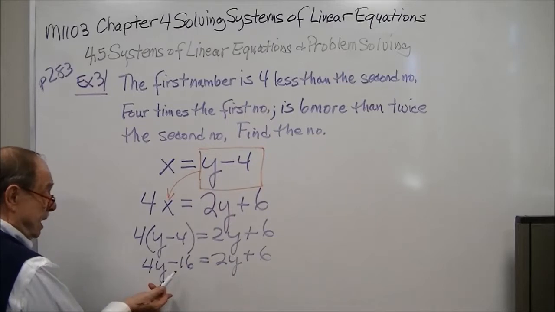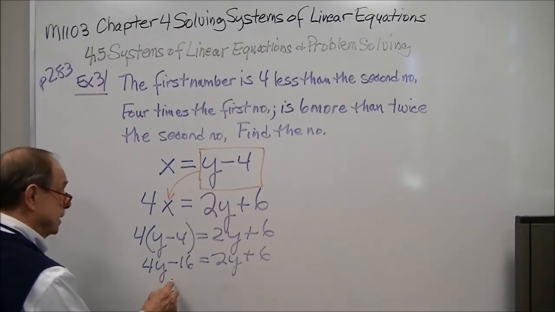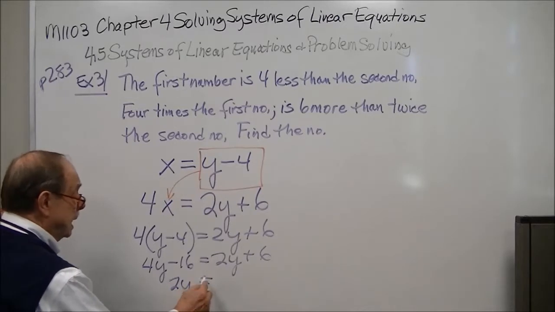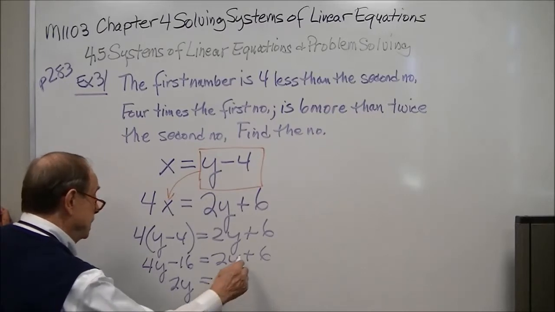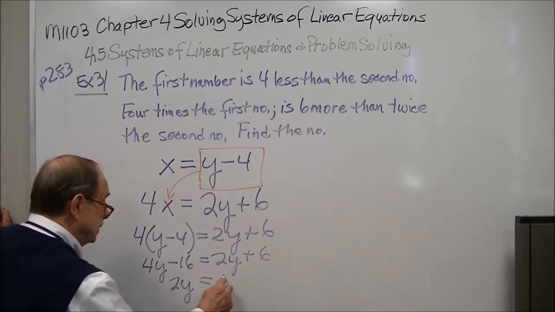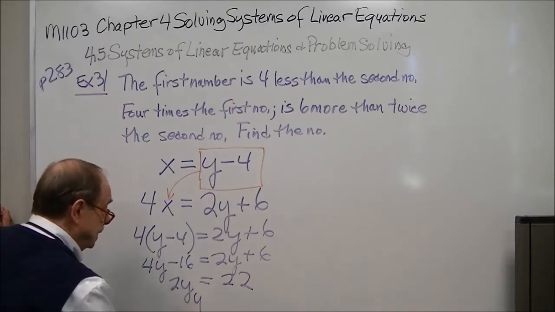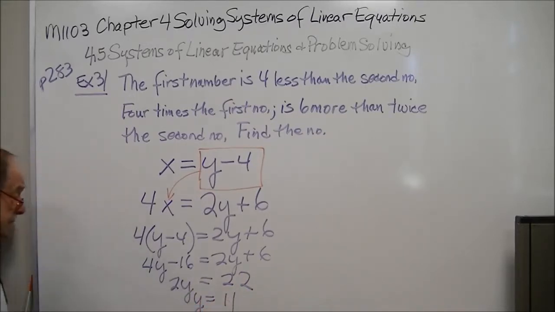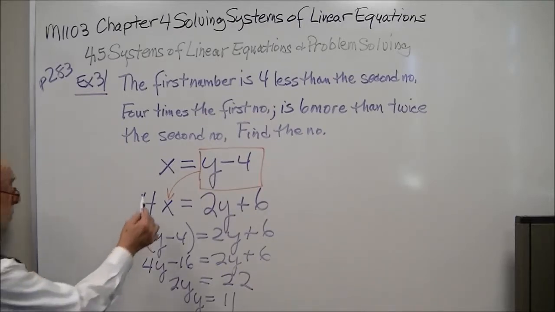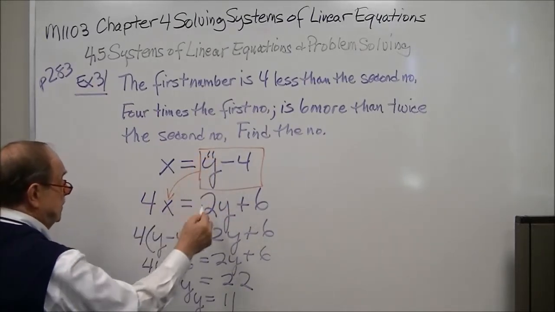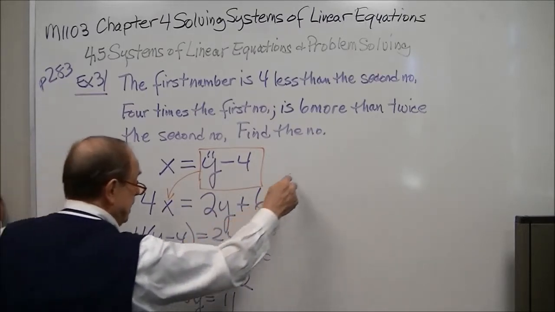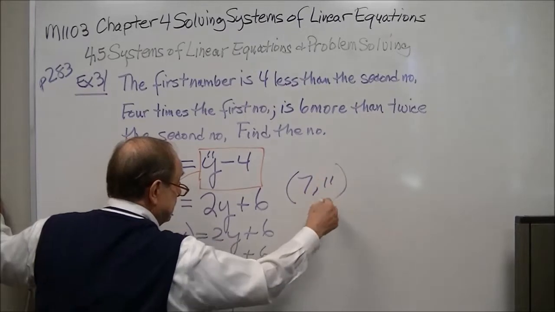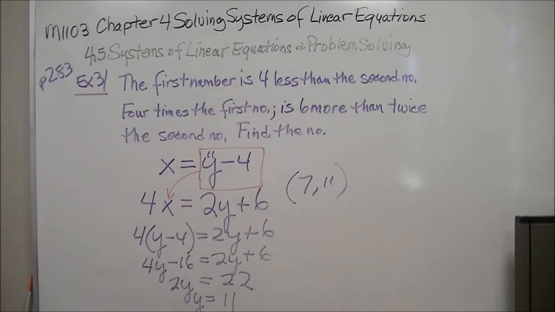I want to keep my y's positive, so I'm going to bring that over. This is going to be a 2y over here. I'm going to bring my negative 16 over, and that gives me a positive 16, so that's going to be 22. So I get then y is 11. Well, if y is 11, what will x be? I can put that 11 right there. 11 minus 4 is 7. So my ordered pair then would be 7, 11. Oh, those are sort of like lucky numbers, aren't they?